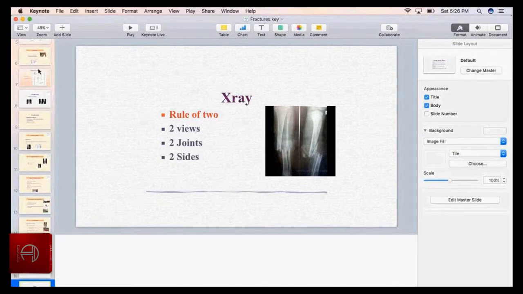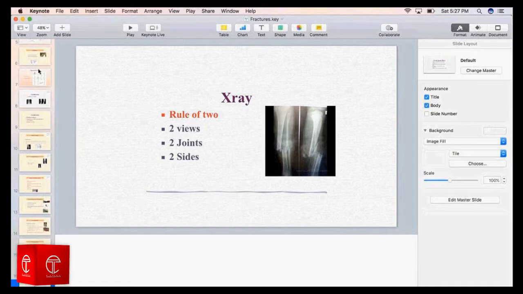What is the reason for that? In the AP view, you can see the medial cortex and lateral cortex, and you can appreciate the displacement in the coronal plane. And in the lateral view, you can see the anterior cortex and posterior cortex and the displacement in the sagittal plane. So unless you take at least two views, you may not be able to assess where exactly the fragment is displaced, what the type of the fracture line is and so on.